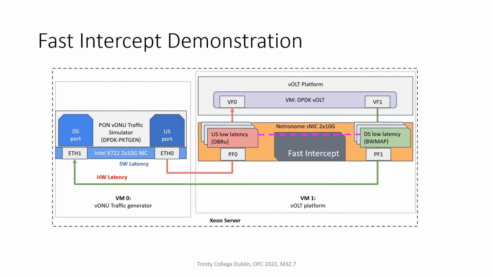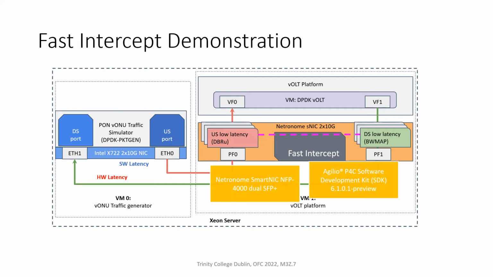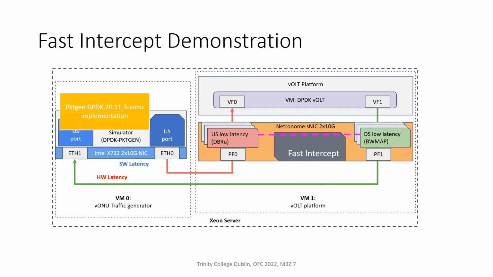This demonstration shows the latency performance improvement of our fast intercept mechanism on a virtual PON compared to standard DBA operations. Here we show the physical setup with a server used to generate DBRU requests at 10 gig line rate, emulating multiple ONU operations connected by an Intel X722 10 gig NIC to the virtual OLT, which hosts the P4 programmable smart NIC. Here, two processes generate DBRU for normal traffic and low latency traffic respectively, running on a DPDK packet gen traffic generator.